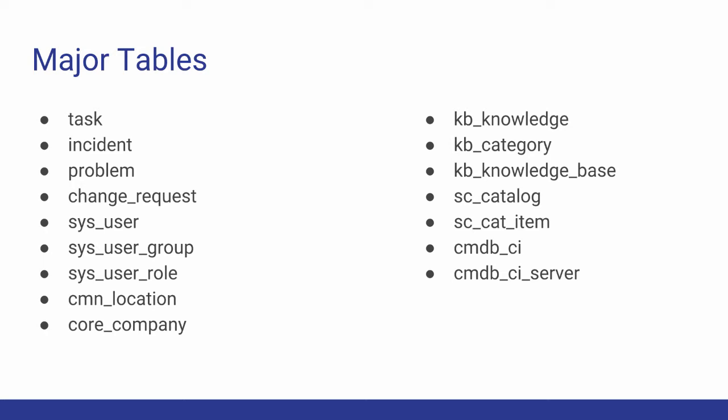We have the sys_user table, which is where the users are stored, the sys_user_group table, where the groups are stored, and the sys_user_role table, which stores the roles for the system. We have knowledge base tables, such as the kb_knowledge table, which stores different knowledge base articles. We have service catalog tables, such as the sc_catalog table, which stores the different service catalogs in the system. And finally, we have hundreds of CMDB tables, such as the parent cmdb_ci table, which stores common information among all CMDB tables.